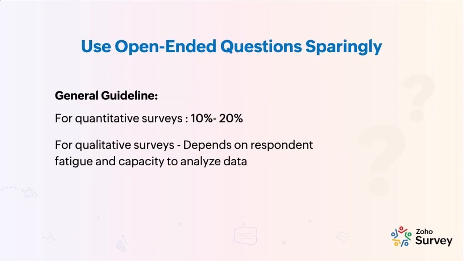Open ended questions are a fantastic tool for gathering detailed feedback, but they can also be time consuming and overwhelming for respondents if overused. We should limit open ended questions to areas where we need depth. The goal is to engage our audience, not exhaust them. As a general guideline, if your survey is primarily quantitative, aim for around 10 to 20% of open ended questions. If it's qualitative, you might have more questions, but always consider respondent fatigue and your capacity to analyze the data before you include them in your surveys.